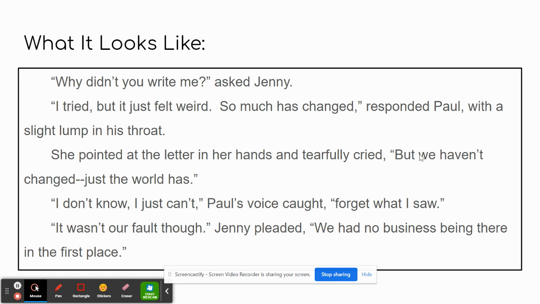As far as capitalization, notice how every quote starts with a capital letter. This is a capital, this is a capital, this is a capital, this is a capital, this is a capital, and this is a capital.